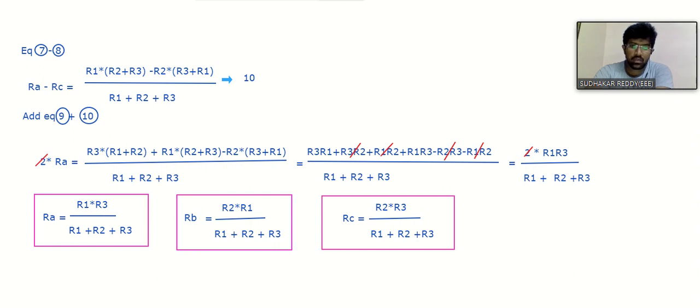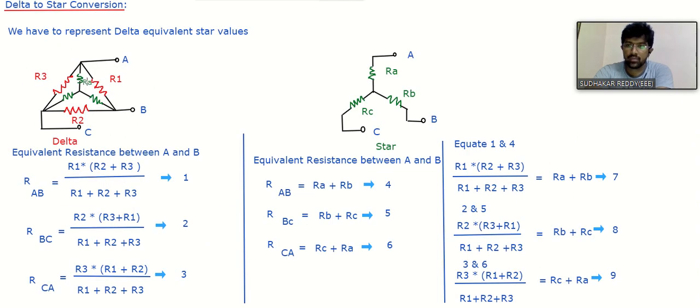Once again, if you want to write the expression for RA, RA equals R1R3 by R1 plus R2 plus R3. And RB equals R1R2 by R1 plus R2 plus R3. And similarly RC equals R2R3 by R1 plus R2 plus R3. So this is how we can find the delta equivalent star values.